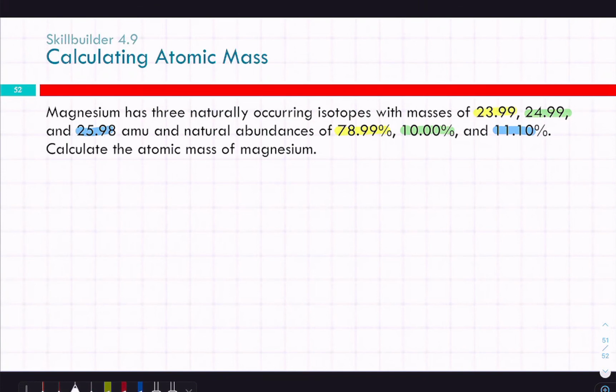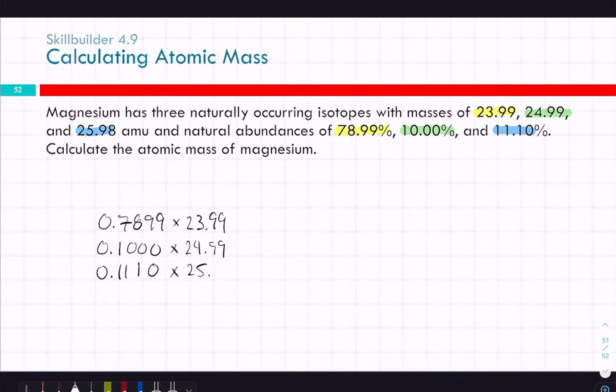So we need to take each of those abundances and divide them by 100. To do that, you just move the decimal place over to the left 2 places. So 78.99 is going to be 0.7899, and that's going to be multiplied by 23.99. And 0.1000, that's the 10%, times 24.99, and 0.1110, so it's 11.10%, times 25.98.